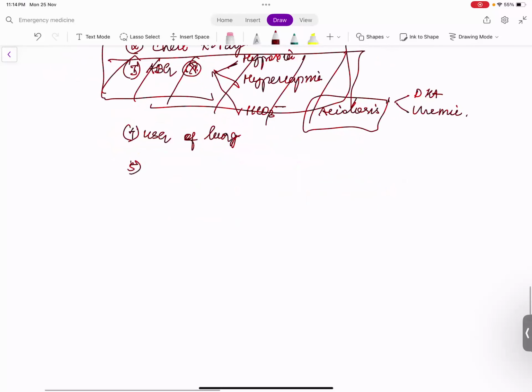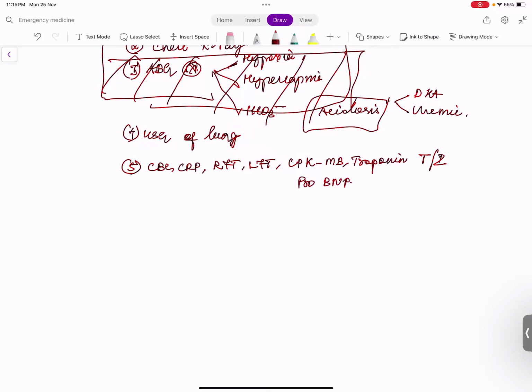And then comes your routine investigation. You can send a complete blood count. You can send a CRP, renal function test, liver function test, sepsis screen, cardiac enzymes to check whether the patient had an MI: CPK-MB and troponin assessment, troponin T or troponin I. ProBNP: if ProBNP is elevated, the cause of breathing difficulty is a cardiac cause. You can send a D-dimer. D-dimer will be elevated in the condition called pulmonary embolism. I'll tell you the causes shortly.